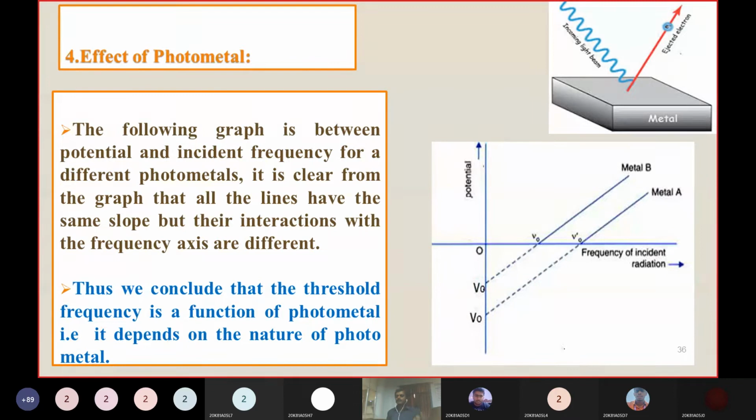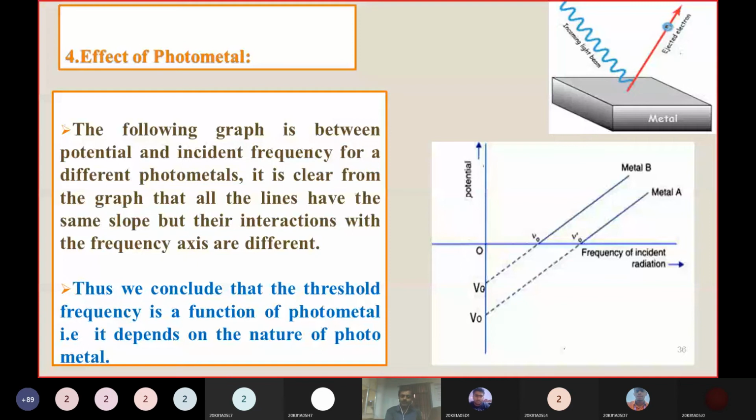What is the relation between threshold frequency and work function? The work function W naught equals h times nu naught, where nu naught is the threshold frequency. The threshold frequency only depends on the type of metal. If you take different metals, the threshold frequency will be different, which means the work function is different for different metals. Threshold frequency or work function does not depend on the frequency of light, intensity of light, or applied potential.